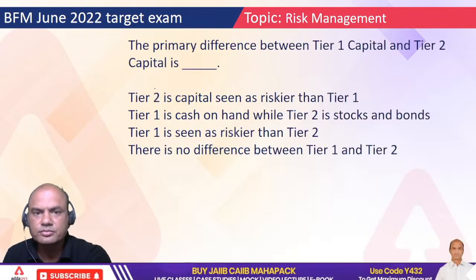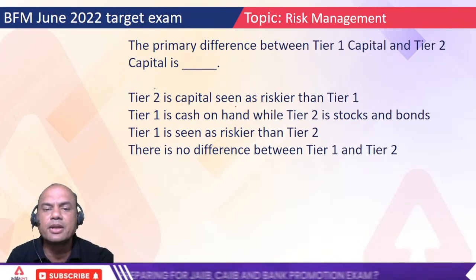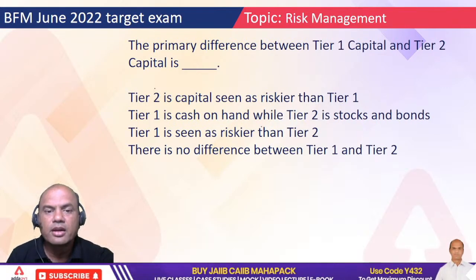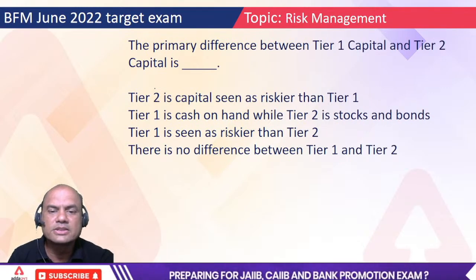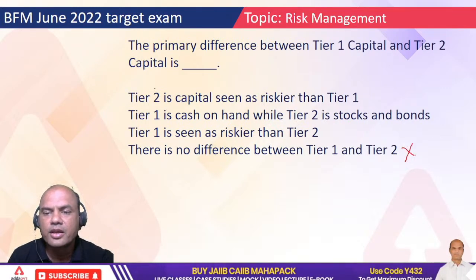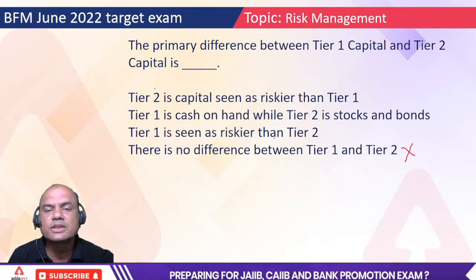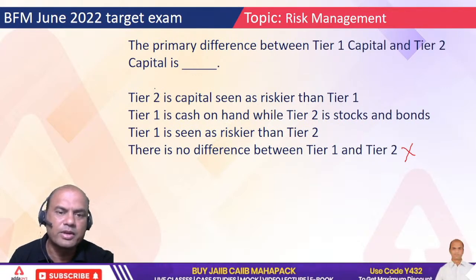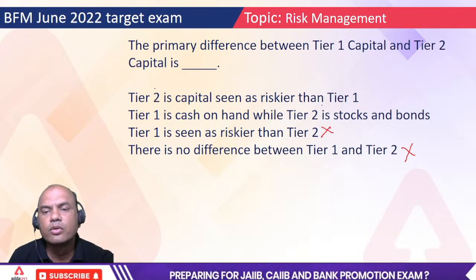Okay, the primary difference between tier 1 and tier 2 capital is: tier 2 is a capital seen as riskier than tier 1; T1 is cash on hand, while T2 is stocks and bonds; T1 is seen as riskier than T2; there is no difference. So D is definitely out. Either A, B or C. Is T1 riskier than T2? Tier 1 is the free capital, right? If tier 1 is the free capital, then how can it be riskier? So this is out. Now only A and B.